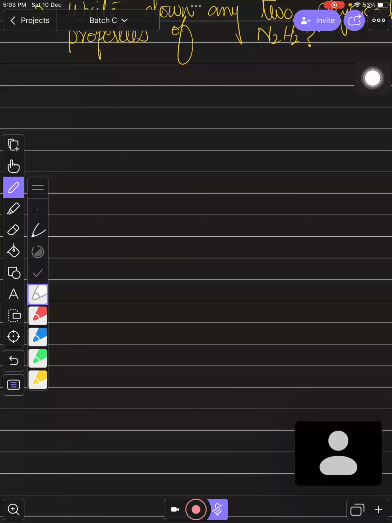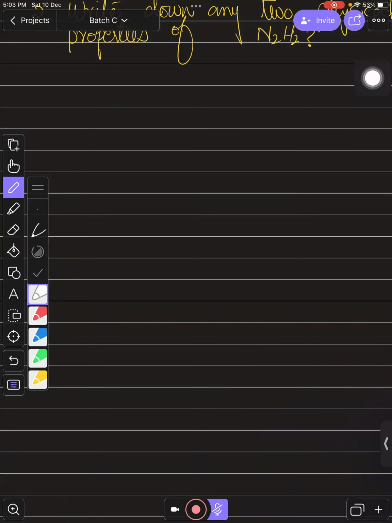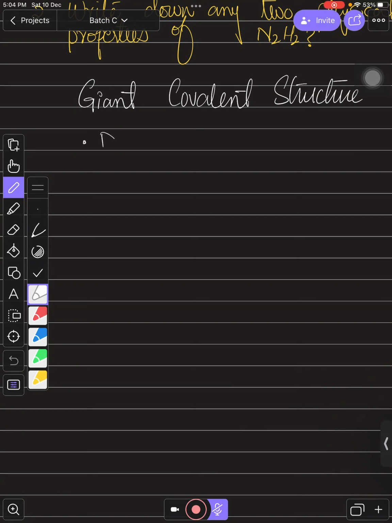Okay, in today's class, we are moving towards giant covalent structures. This is the new topic that we need to talk about today. If you talk about giant covalent structures, we actually have only three in our syllabus. The first is diamond.